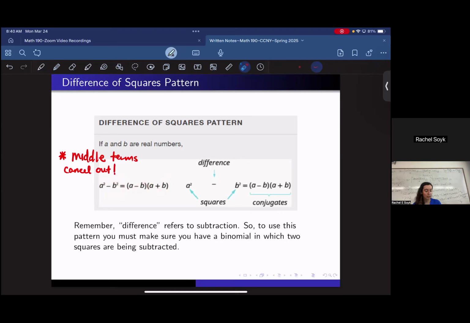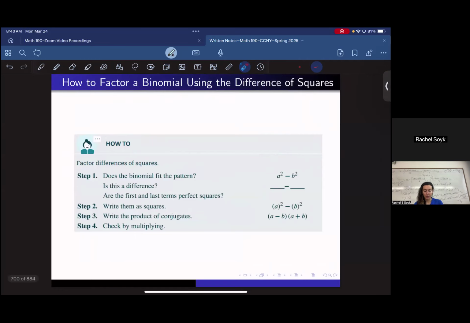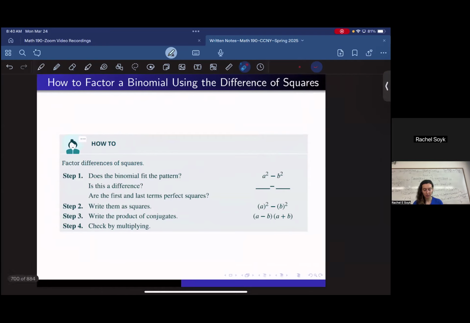Down here, this is just saying that difference is another way of saying subtraction. They're synonyms of one another. So before we jump into our concrete example, this is just the formalized steps in factoring the difference of squares, but we'll put this into action on the next slide.